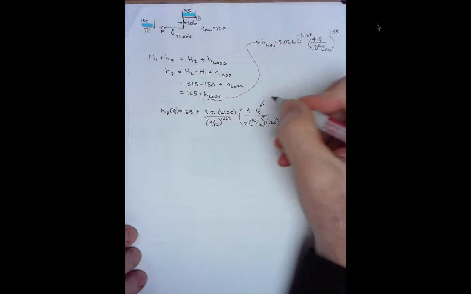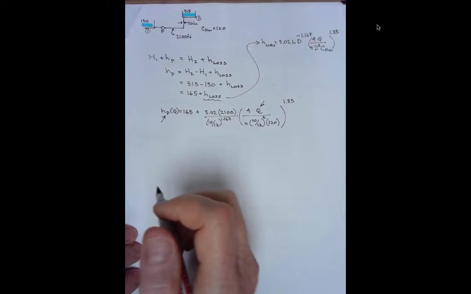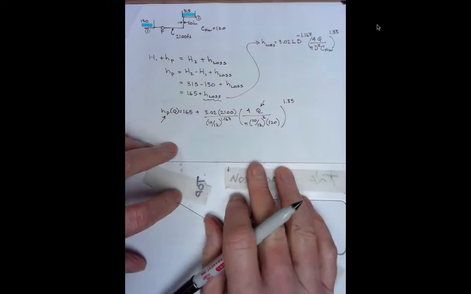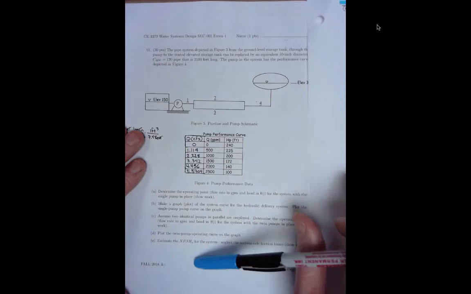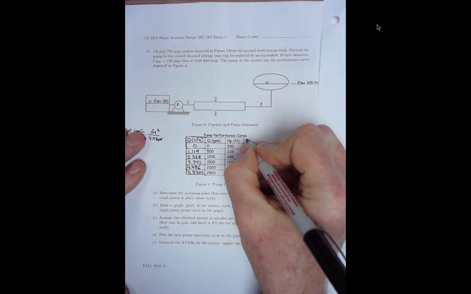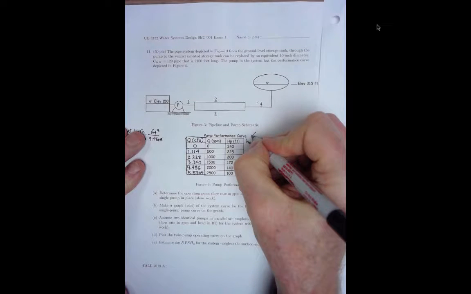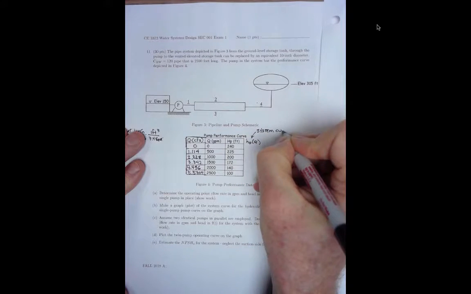So now I find it convenient, I'm going to make a table. Actually, we have all the makings of the table right here. I now need H_P of Q. This happens to be the system curve. So this is what the system requires in order to operate.